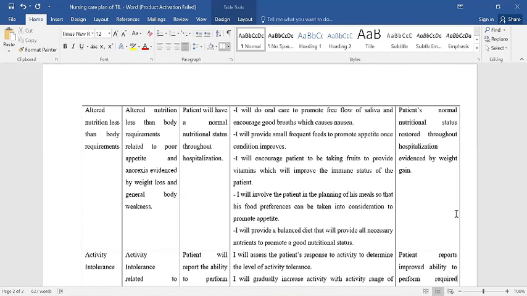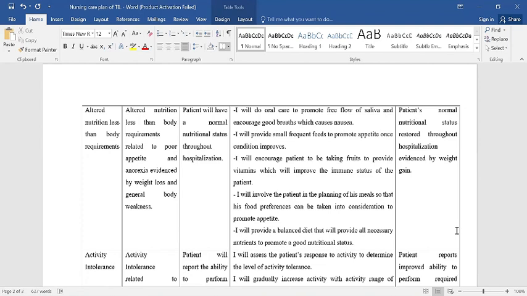Small frequent feeding to promote appetite. Number three, I will encourage the patient to be taking fruits to provide vitamins, which will improve the nutritional status of the patient. So we are going to encourage our patient to be taking fruits to provide vitamins, which will improve the nutritional status of the patient.